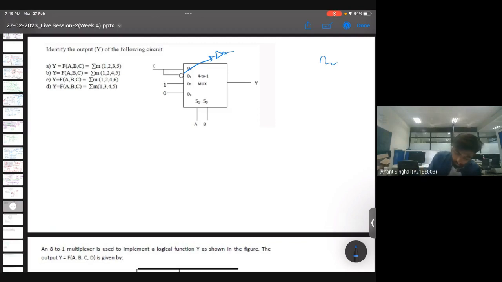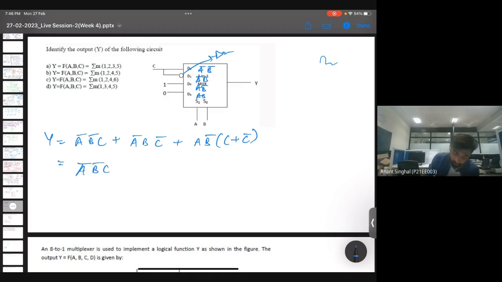So we know that this is A bar B bar, this is again A bar B, A B bar and A B. So Y will be nothing but A bar B bar C plus A bar B C bar plus A B bar. So I am adding C plus C bar here to get all the terms. So it will be A bar B bar C plus A bar B C bar and then A B bar C and then A B bar C bar.